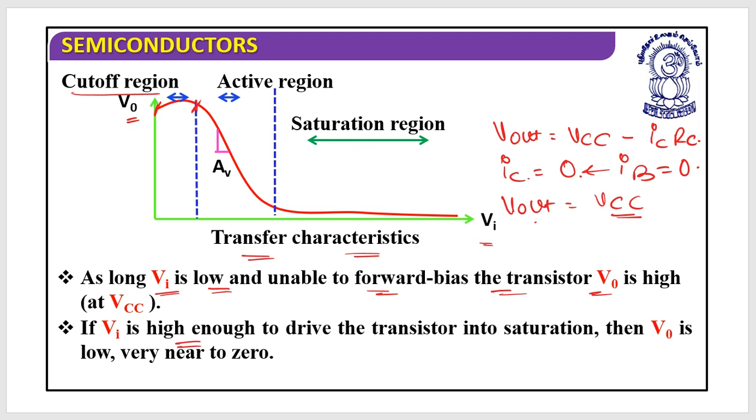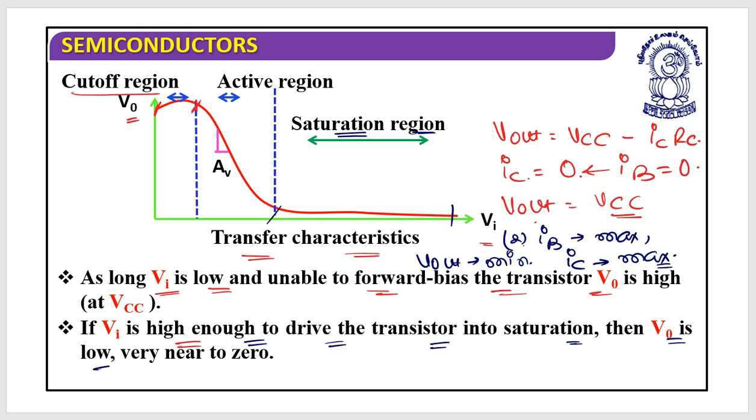Next, if VI is high enough to drive the transistor into saturation, in the second case IB is maximum. If IB is maximum, that means IC is maximum. And if IB and IC are maximum, that means V out will be the minimum. This is the situation where a very minimum output voltage is available, and this region is known as the saturation region. So V naught is very low, very near to 0.